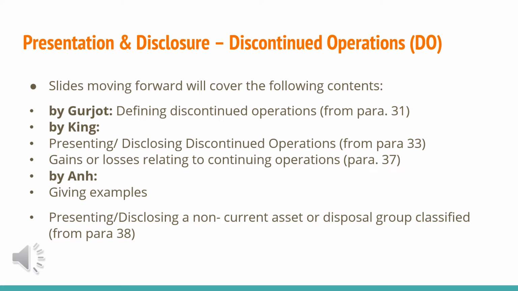Next, we will be presenting and showing disclosures on discontinued operations: what the objective of discontinuing operations is, in paragraph 31, how the gains and losses are reported, referred to by paragraph 37, and how the presentation of non-current assets and disposal groups is classified in paragraph 38.